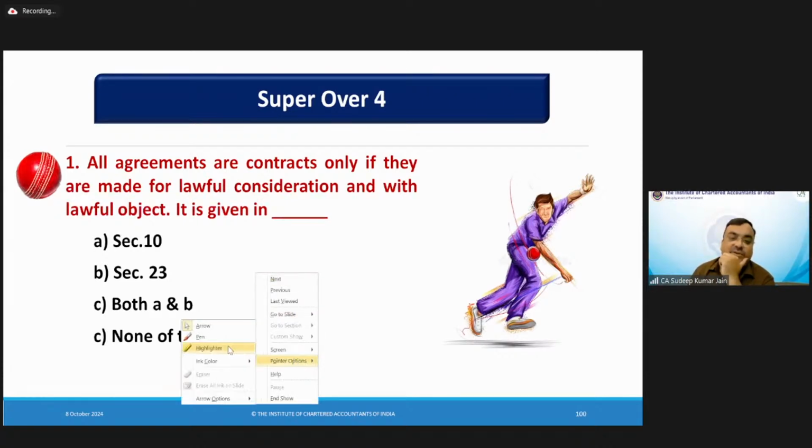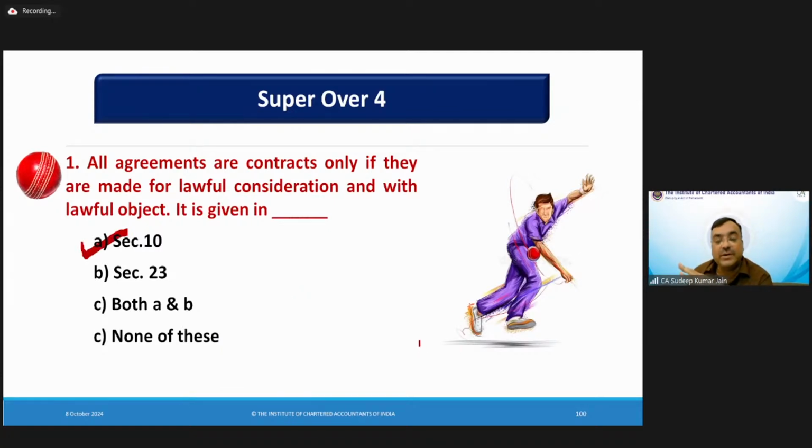This is a tricky question because these words are given in section 10. Section 23 provides what are the unlawful object and consideration. This line is mentioned in section 10, जिसने first lecture लिया होगा उसे clear होगा.